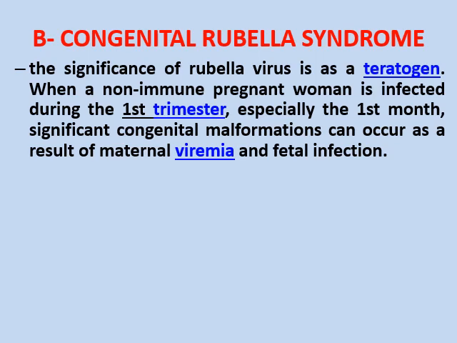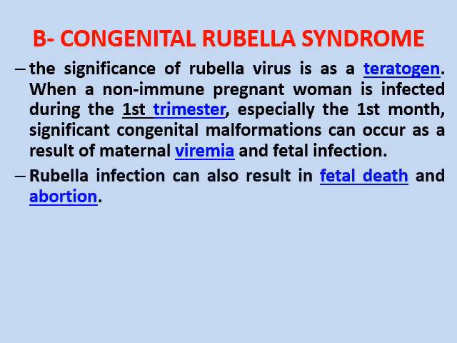راح ينتقل الفيروس from the mother through the placenta to the fetus and causes fetal infection. Rubella infection can also result in fetal death and abortion. مرات ما نعرف بيها الروبيلا، ما نقدر نشخصها congenital لأنه بالبداية صار fetal death and very early abortion.